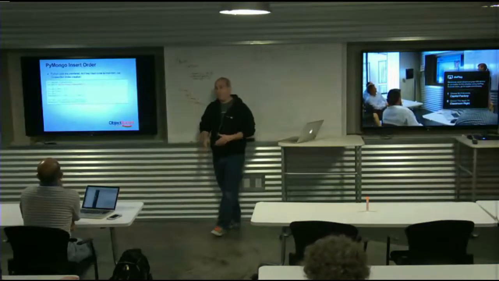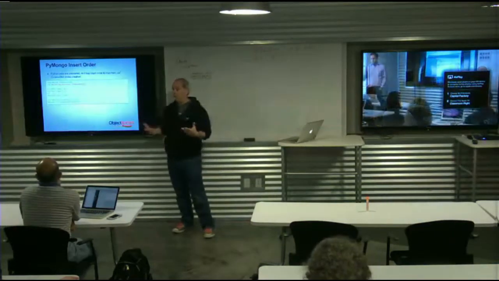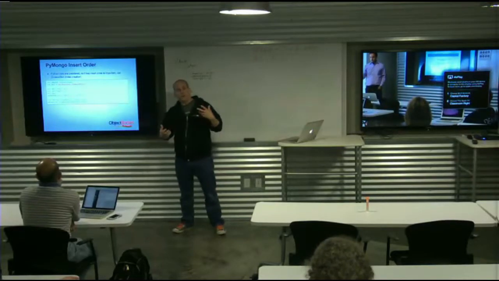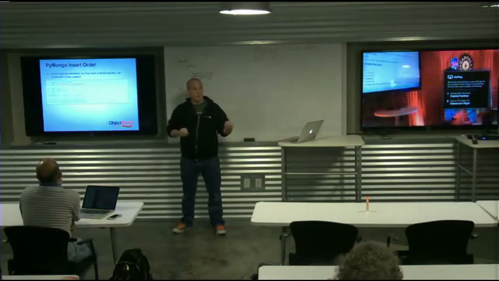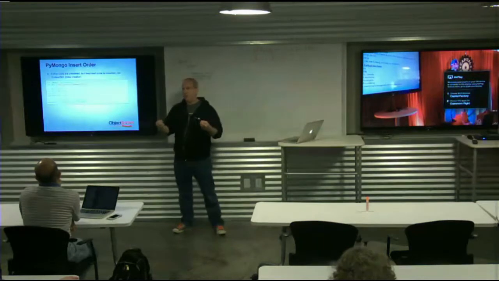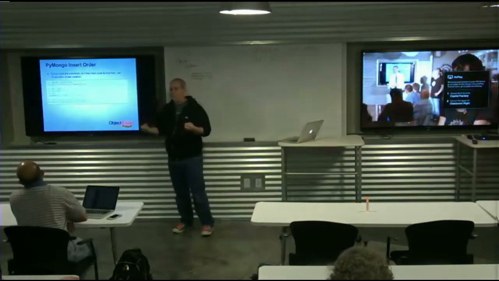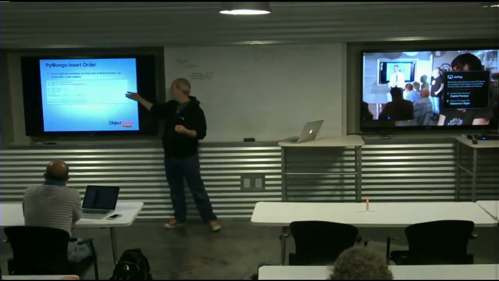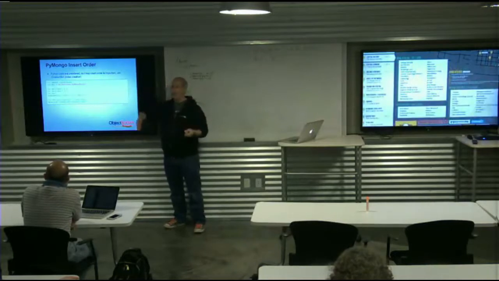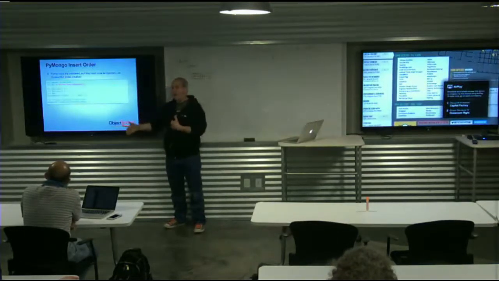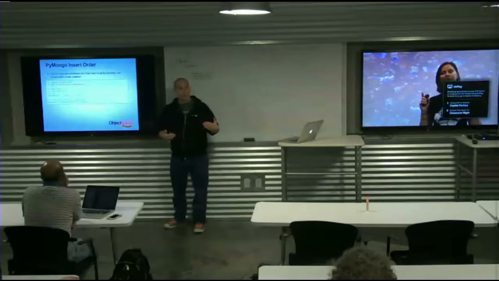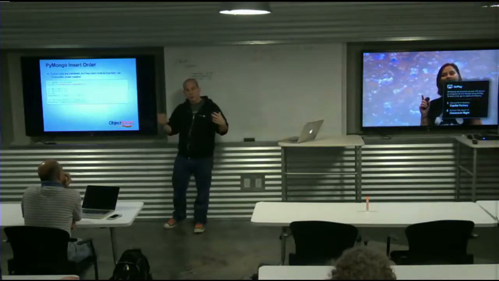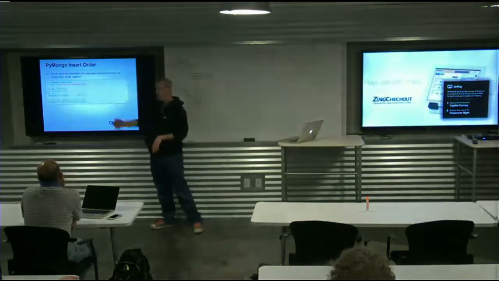Insert order. This is something that bites a lot of people in Python when they start using Mongo for the first time. Because we use Python dictionaries as the natural type when we start doing things, and Python dictionaries don't maintain insert order, obviously, if you stick a bunch of stuff in there and you shove it into Mongo, it may not end up in the document in the same order that you created your dictionary. So how do we solve this? We use something built into Python itself.